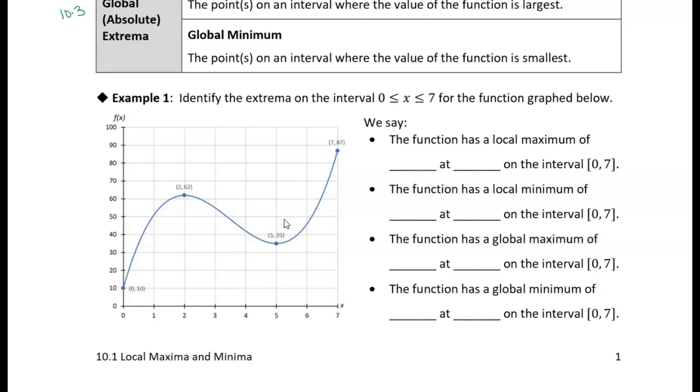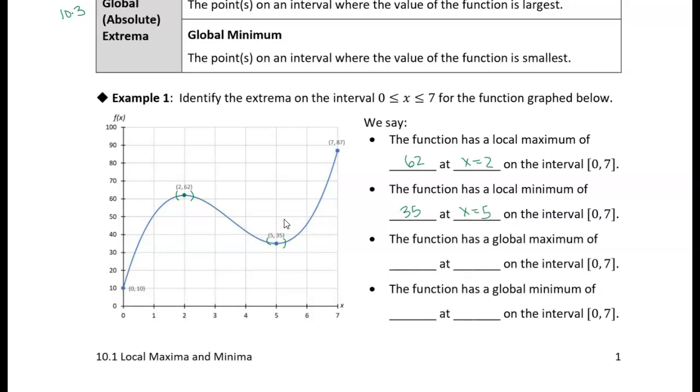So you can see that the function has a local maximum right here, because this point is larger than any of the points near it. So we can say that the function has a local maximum of 62 at x equals 2 on this interval between 0 and 7. Down here we can say this point is a local minimum. The minimum value is 35 when x is equal to 5.